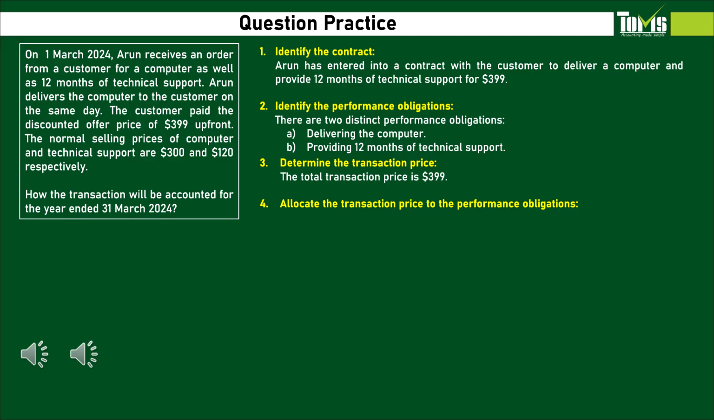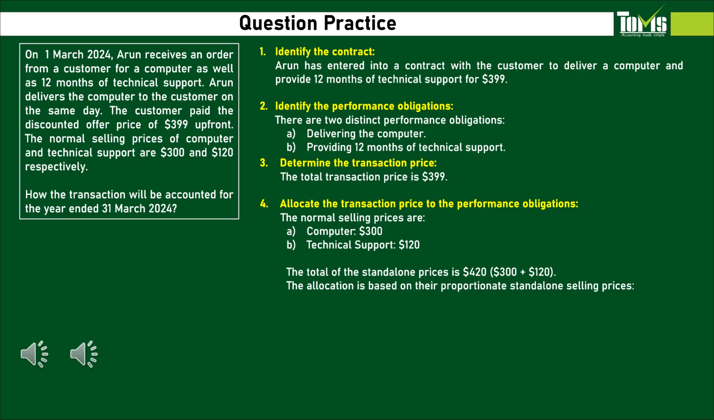Step 4. Allocate the transaction price. Now, let's split this $399 between the computer and tech support based on their normal selling prices. Computer, $300. Technical support, $120. Total standalone price equals $420, that is, $300 plus $120. Now, we allocate the $399 proportionally. Computer, 300 divided by 420, times 399 equals $285. Technical support, 120 divided by 420, times 399 equals $114.